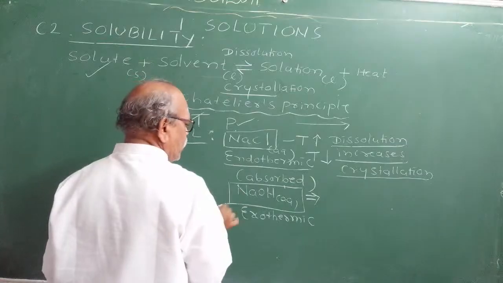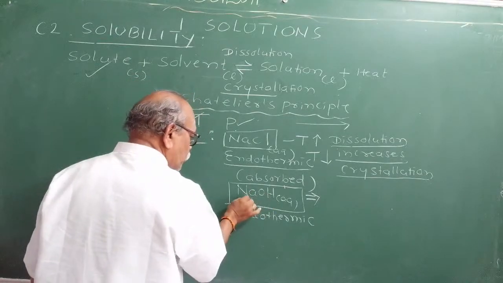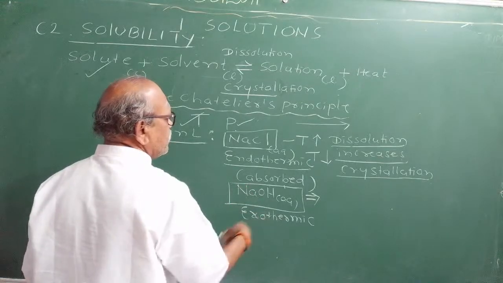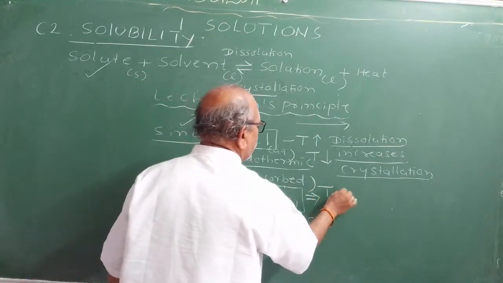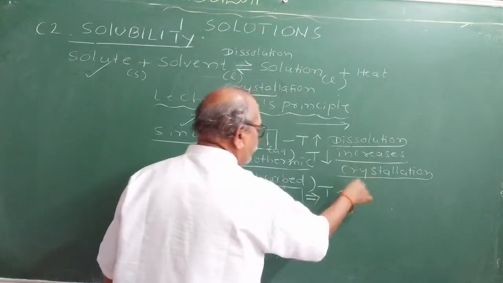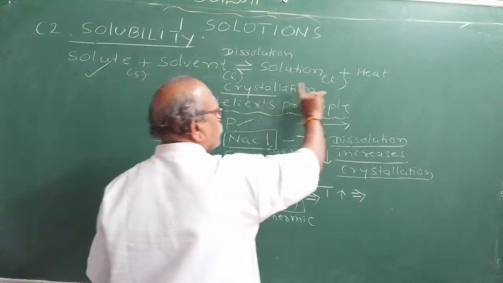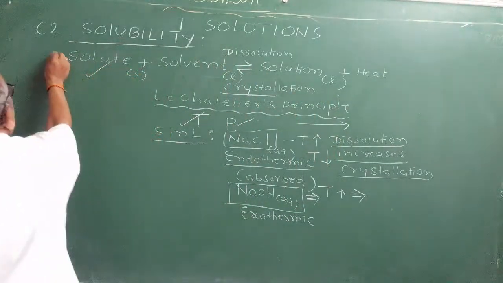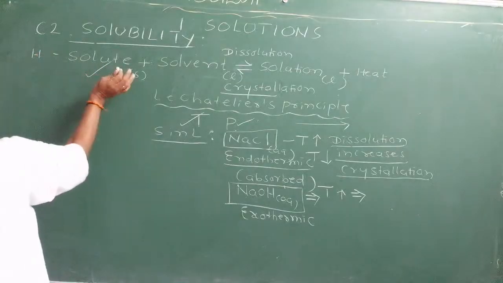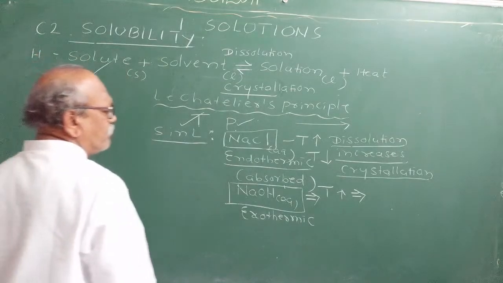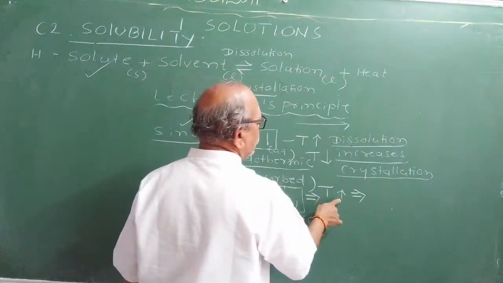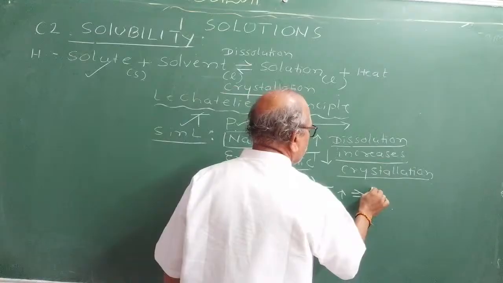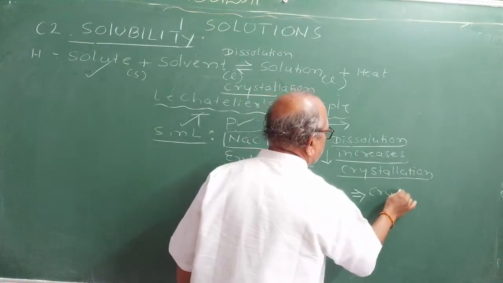This is a summary. If the dissolution of a particular solute is exothermic, means heat energy is liberated, then by increasing the temperature, in order to nullify the effect, since the forward reaction is exothermic, the backward reaction will be endothermic. Therefore, if the dissolution is exothermic, then what happens? The backward reaction takes place. Crystallization will be favored.